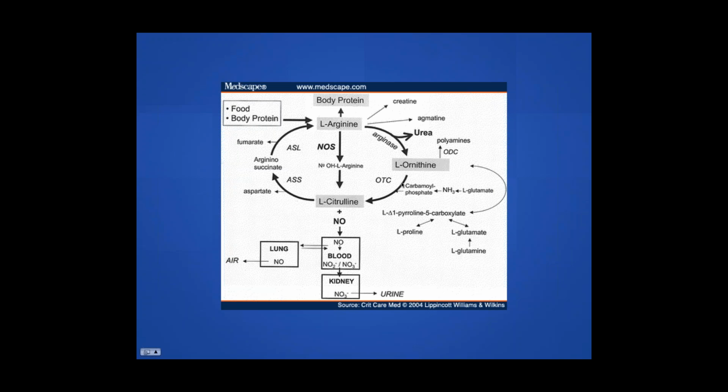And as we go around the pathway, here's another enzyme, the OTC enzyme, that's actually on our pathway. And it's involved in the creation of ornithine to citrulline. And then we create nitric oxide down this way. It's involved in the lungs, the blood, and the kidneys, and then it can be excreted out the urine.